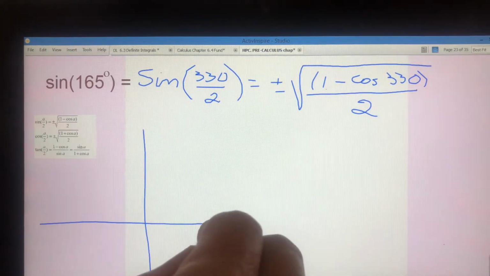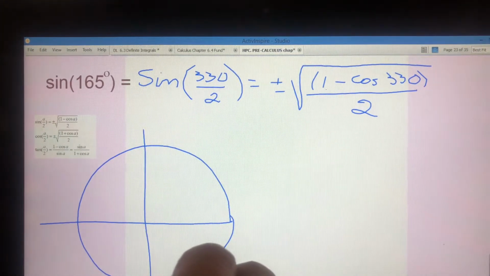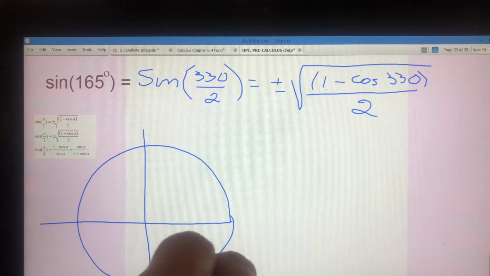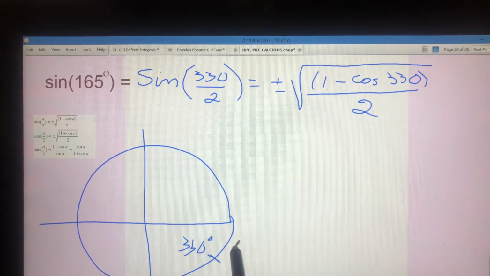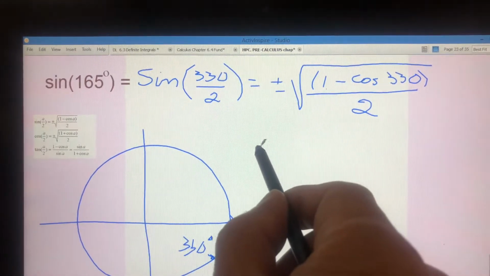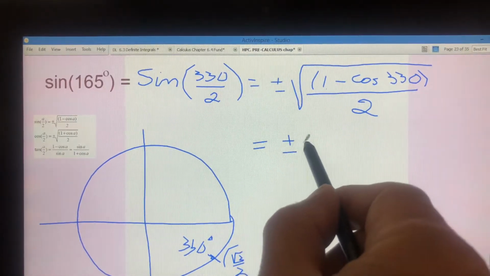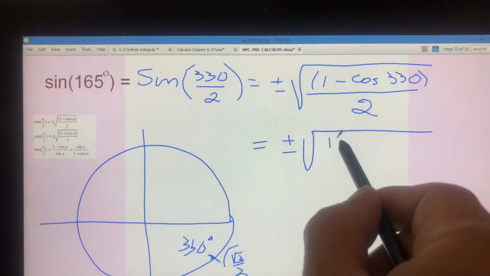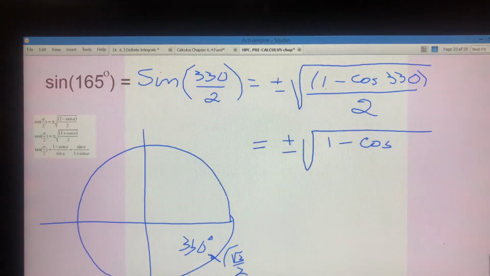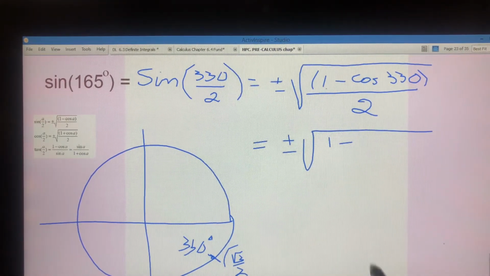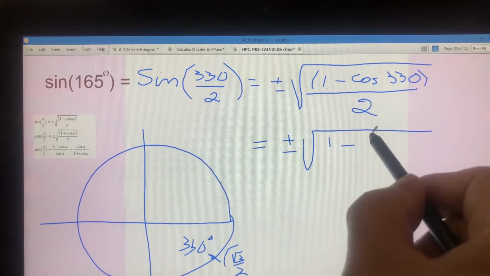Here's my unit circle. 330 is somewhere down there. It's almost 360. And we're talking about the cosine of that angle. So the cosine would be the x value on that angle, which is √3/2. It's a positive √3/2, so I'm going to use that there. Basically it's over as far as pre-calc is concerned. The rest is just simplifying your roots and your fractions.